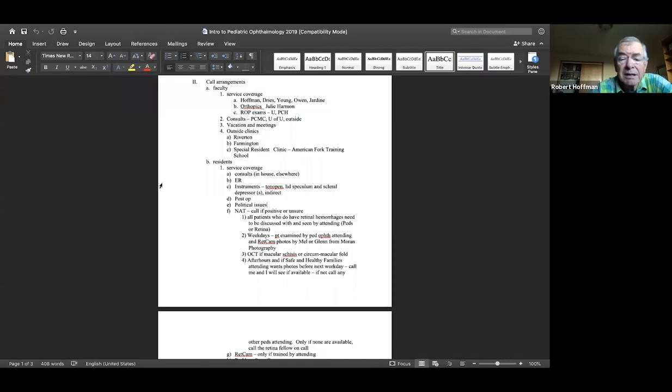But they will come to bedside with you and take photographs. And if there are circummacular folds, do OCT. And if you are not yet clear on what a circummacular fold is, we're going to look at them in just a bit. Find someone more senior and get a look with.